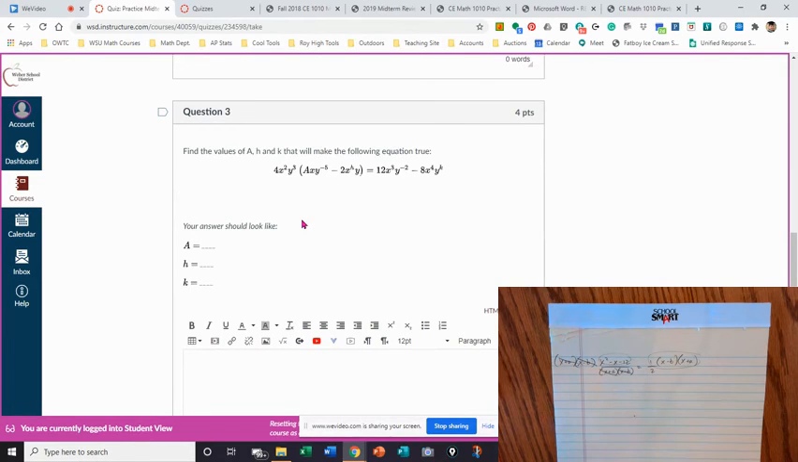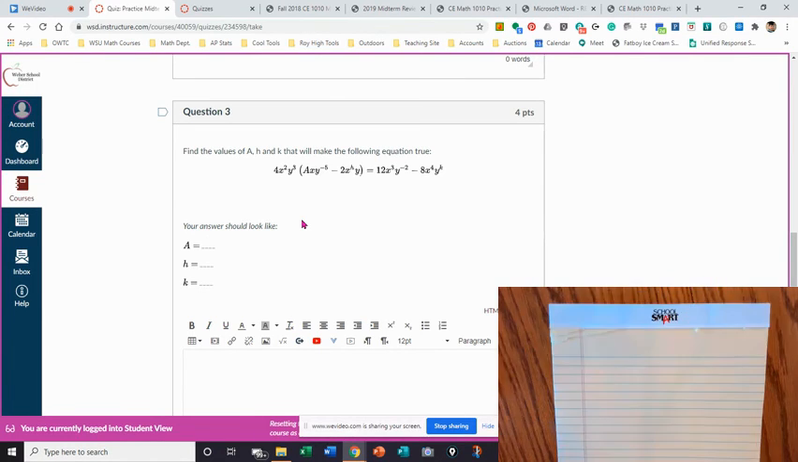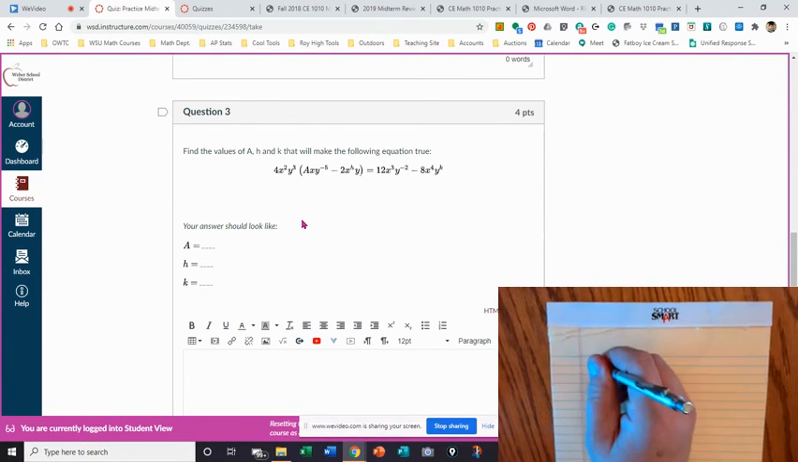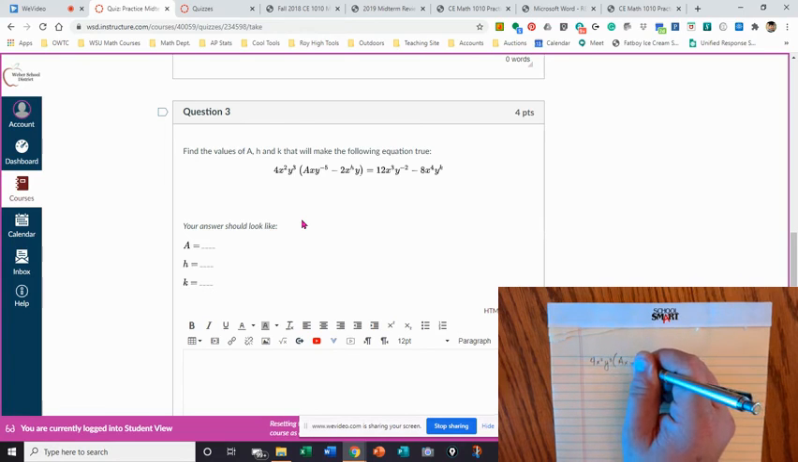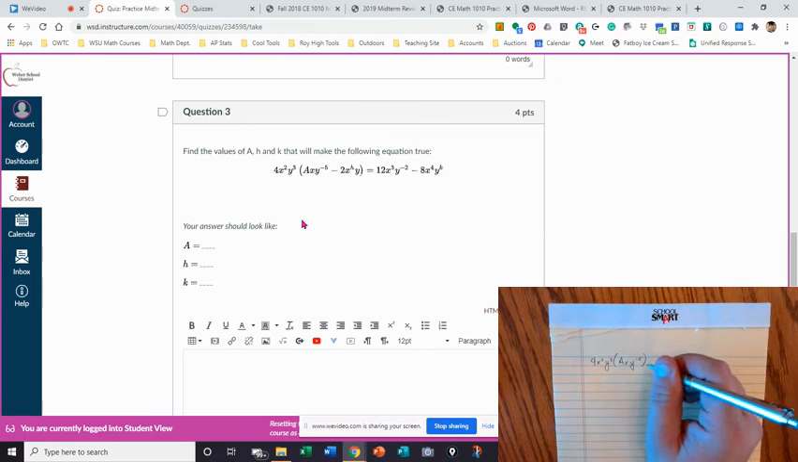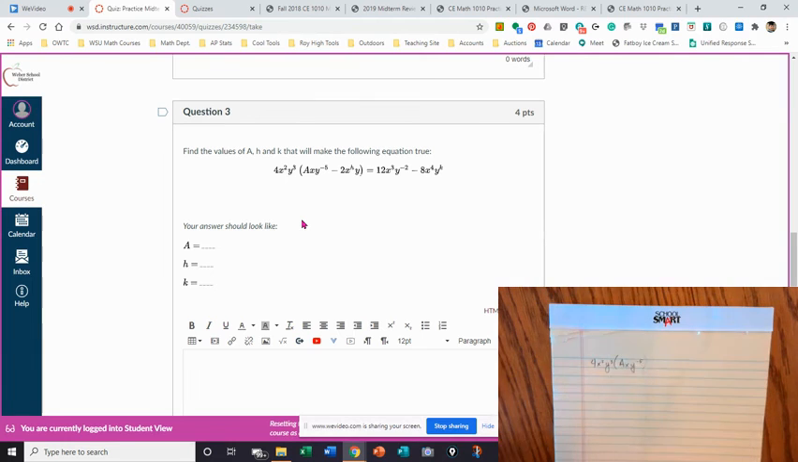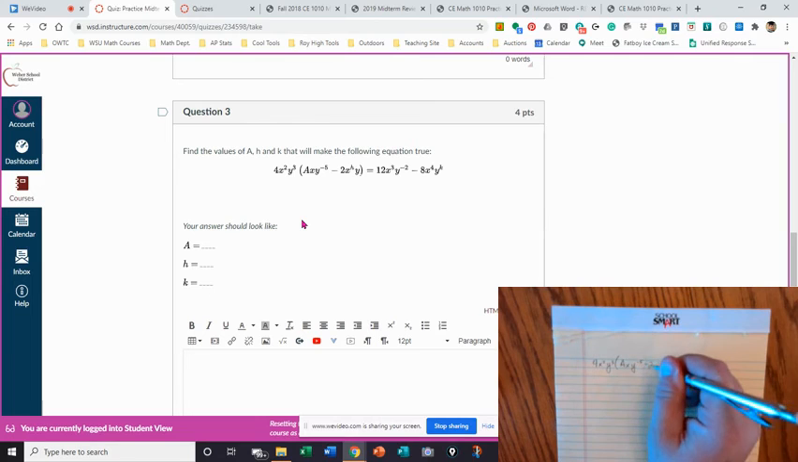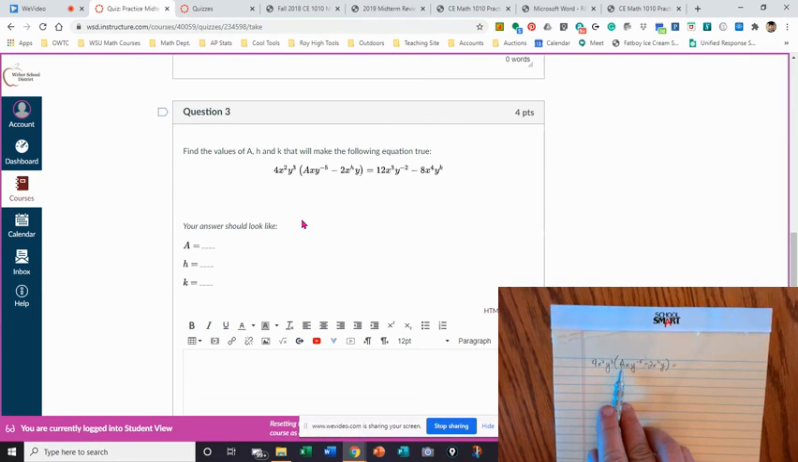Okay, for what values A will make this equation true? So I see multiplication here, right? So I've got 4x squared y cubed times axy to the negative 5 minus 2x^h y. Okay, so I'm looking at 4 times a. Well, I know that from this it's going to give me 12, right?